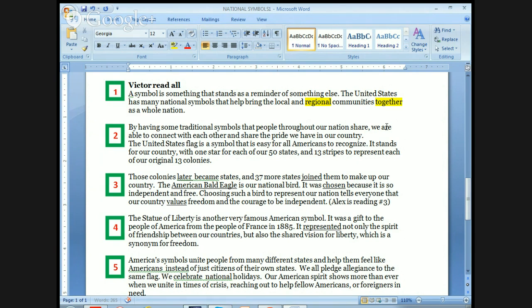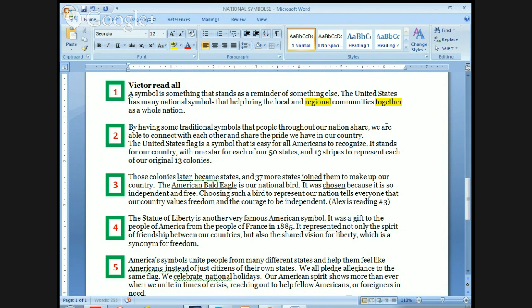It stands for our country, with 1 star for each of our 50 states and 13 stripes to represent each of our original 13 colonies. Those colonies later became states, and 37 more states joined them to make up our country.